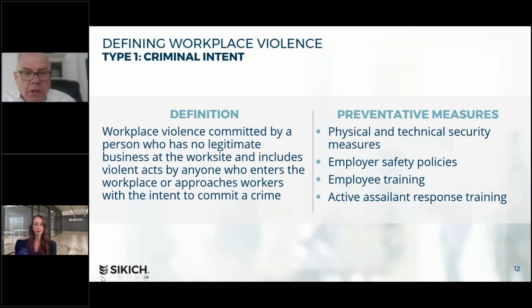The first one is really what I call, in my Secret Service experience, coming off the street. Someone who has no business at the work site, no legitimate business, violent acts. This could be a mugging in a parking lot. This could be a robbery at a retail location. And they approach workers with the intent to commit a crime. And there's a variety of preventive measures that we've done in response or to prevent that criminal intent.